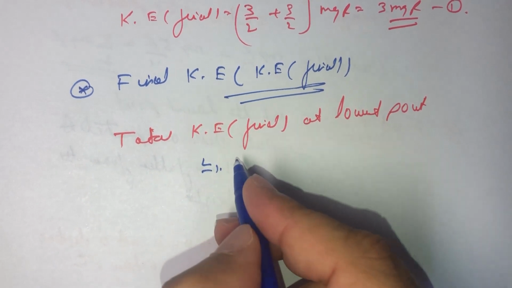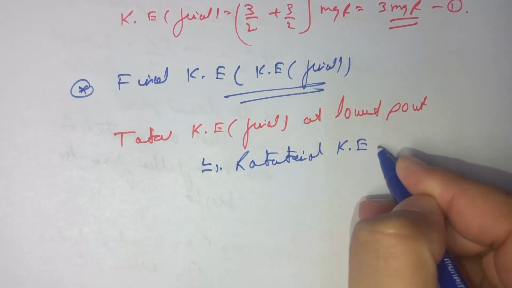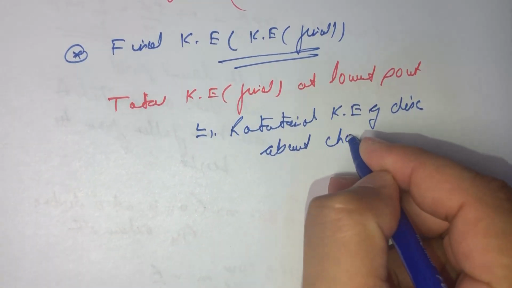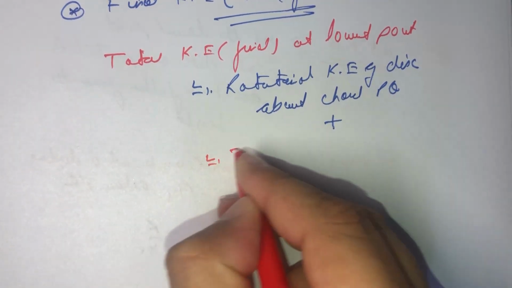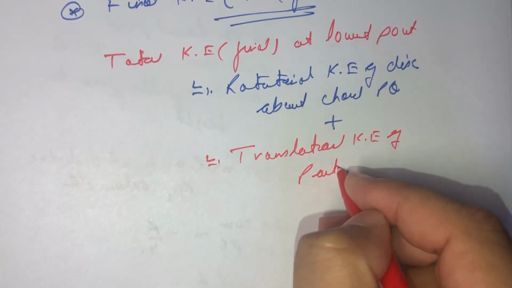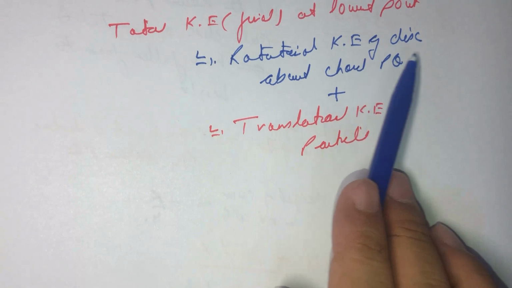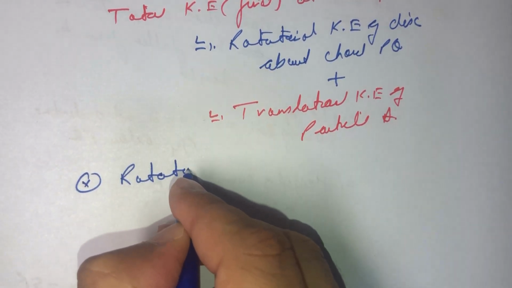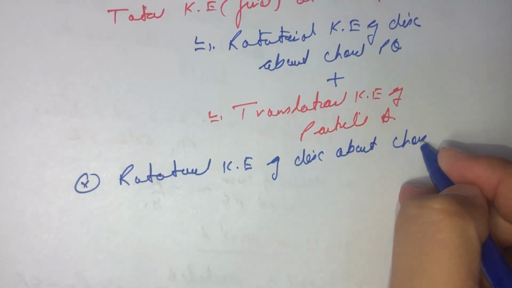First part will be rotational kinetic energy of the disk with respect to chord PQ, plus translational kinetic energy of particle A. So now let us find out the first part, that is the rotational kinetic energy of the disk about chord PQ.